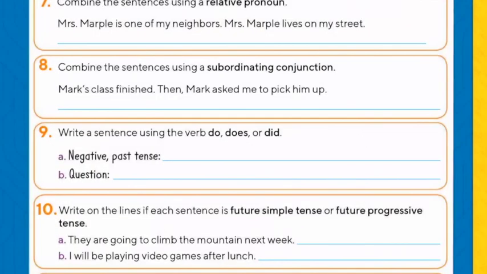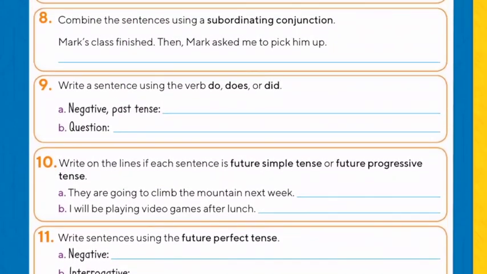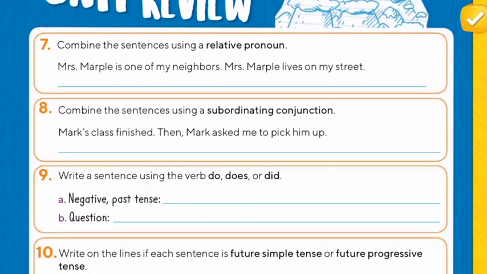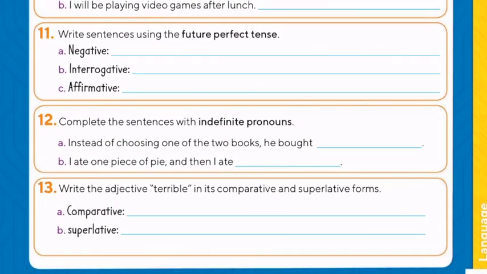Page 101. And here we go. Unit review. And we have 13 activities, all right? And these are the topics that we're going to be answering. Relative pronoun, conjunctions, do, does, and did, future simple tense and future progressive tense, and future perfect tense, indefinite pronouns, and comparative and superlative. Super easy. We already finished the pages of this, so it's going to be super easy.